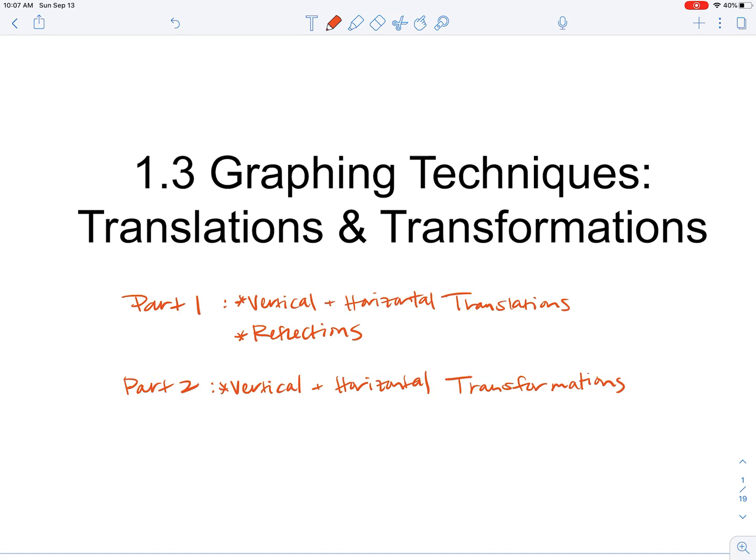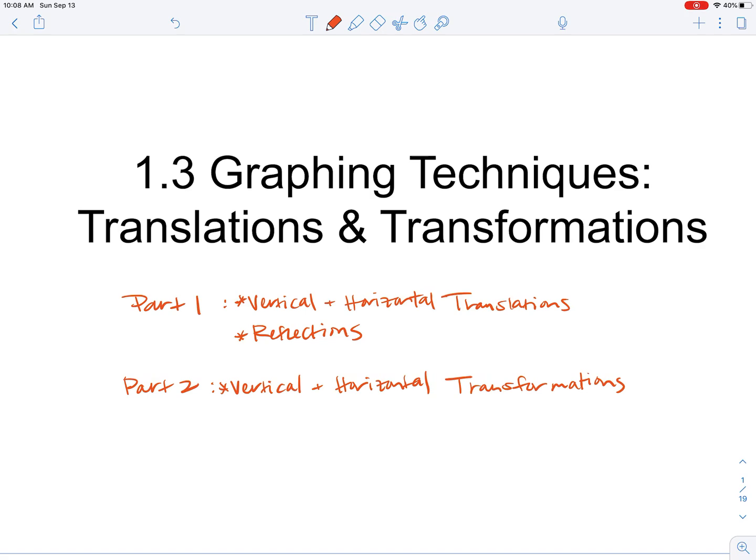But the cool thing is we're going to be able to take this technique of using translations and transformations to also graph functions that we study down the line in this class. So I'm breaking this section into two parts. The first part, we're going to be looking at graphing vertical and horizontal translation. So that's vertical and horizontal shifts. So if the graph of a particular function is just kind of moved around the xy plane, up, down, left, right. And then we're also going to look at applying reflections, so horizontal and vertical reflections.